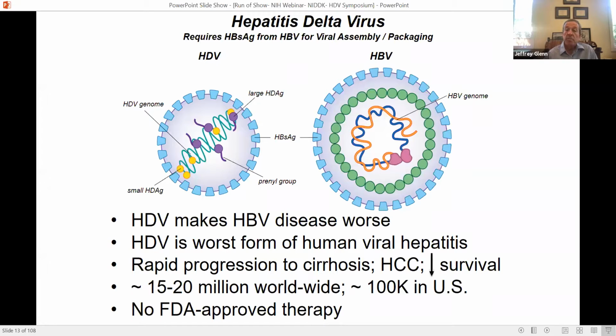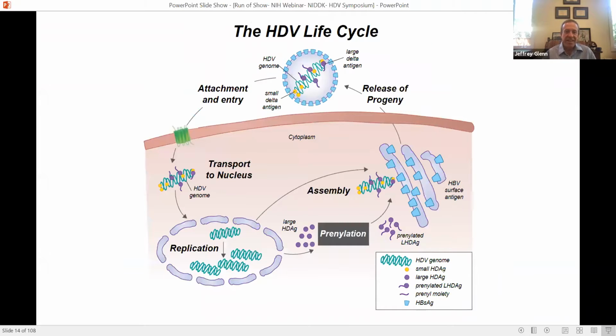Delta's net effect is to make the B disease worse. As Jay mentioned, it is the worst form of human viral hepatitis, leading to more rapid progression of cirrhosis, liver cancer, and decreased survival. Around 100,000 people are estimated to have it in this country, maybe 15 to 20 million worldwide. And I think we'll also hear more about that. And as Jay mentioned, there are no FDA-approved therapies, but hopefully that is something that will be changing in the near future. Next slide, please.